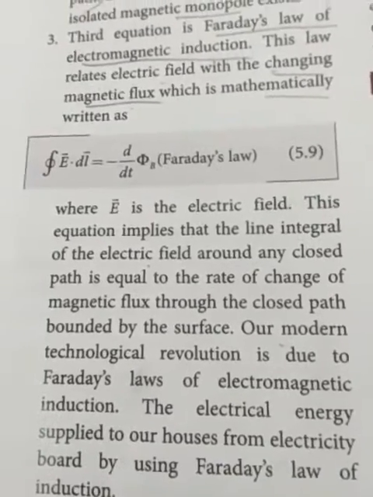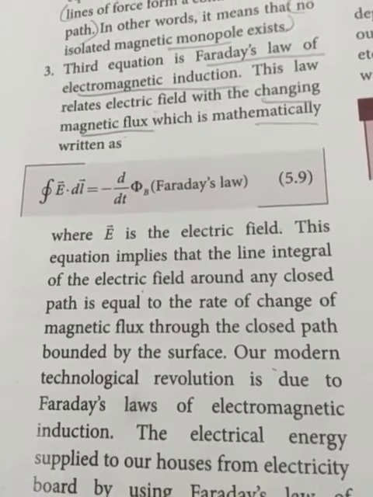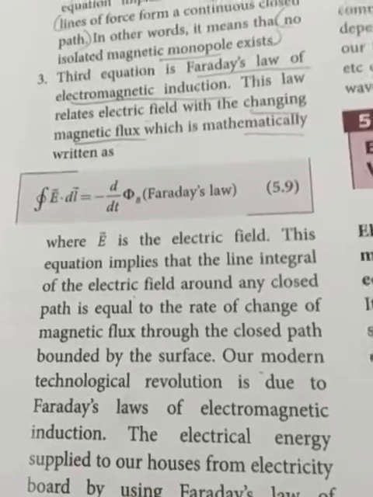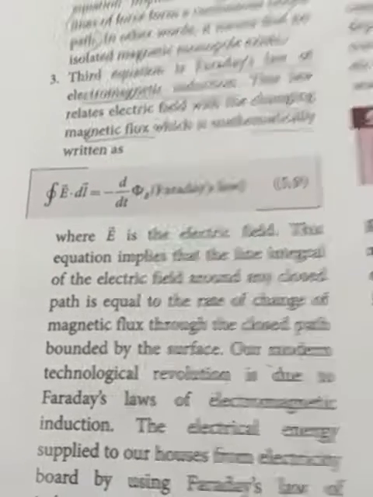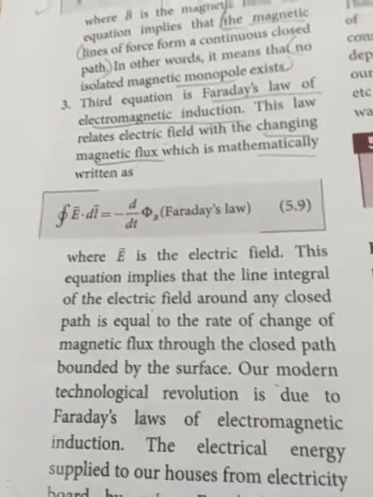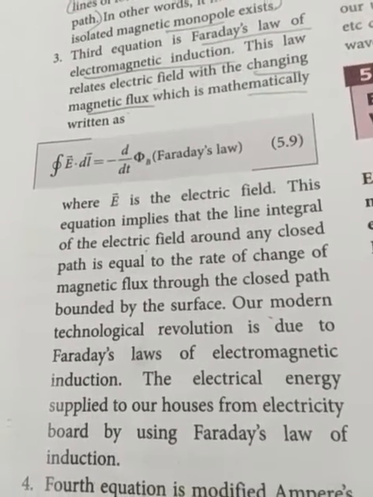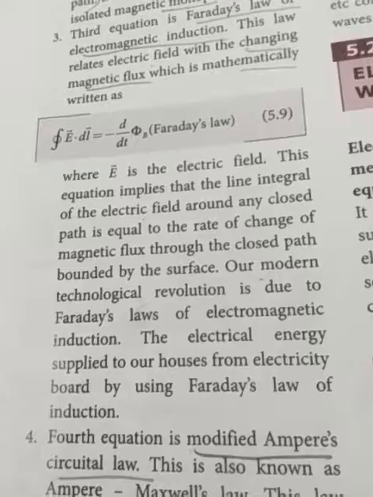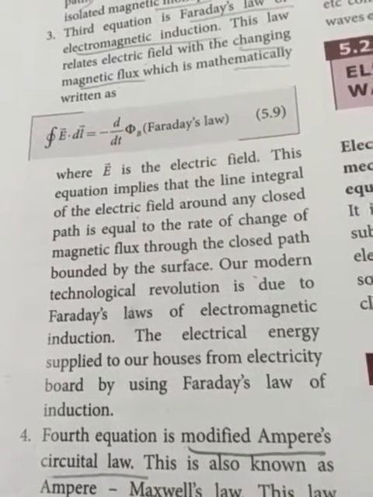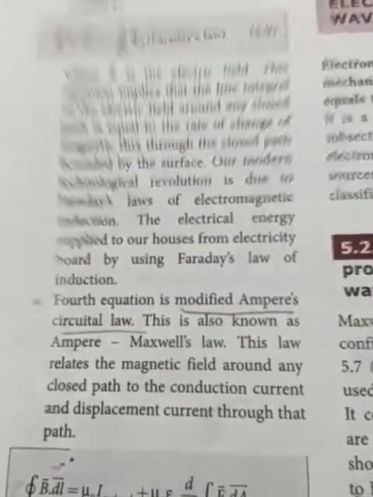Here E vector is the electric field. This equation implies that the line integral of the electric field around any closed path is equal to the rate of change of the magnetic flux through the surface. Our modern technology revolution is due to Faraday's law of electromagnetic induction. The electricity supplied to our houses from the electricity board is by using Faraday's law of induction.